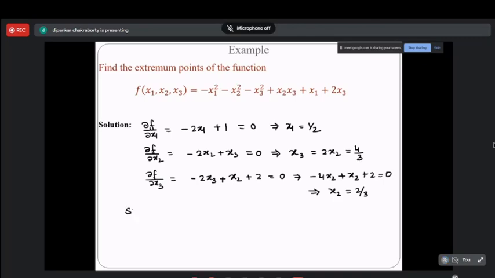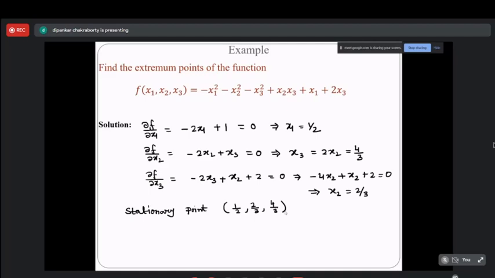So what is the stationary point? x1 is what? Half. x2 is what? 2 by 3. And x3 is what? 4 by 3. Okay. So after getting the stationary point, what you have to find out? You have to find out the Hessian matrix.